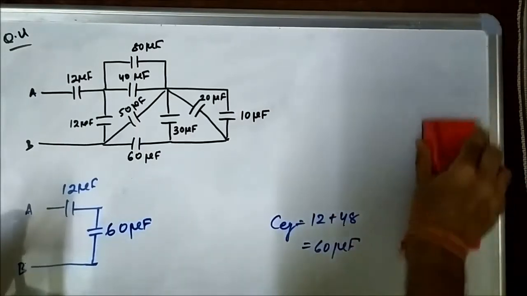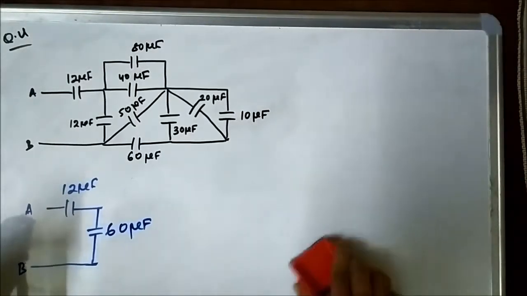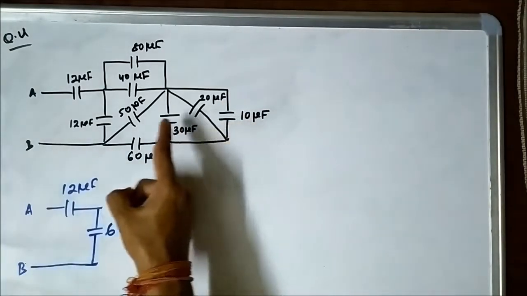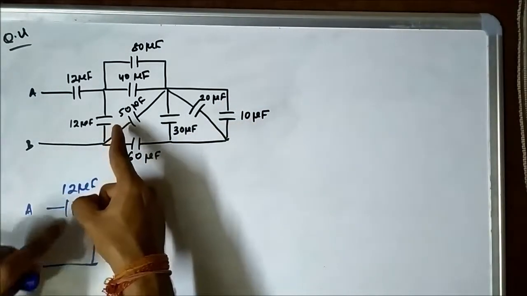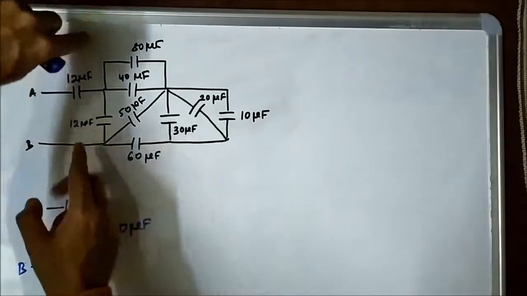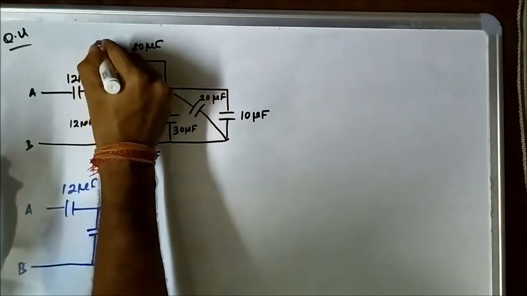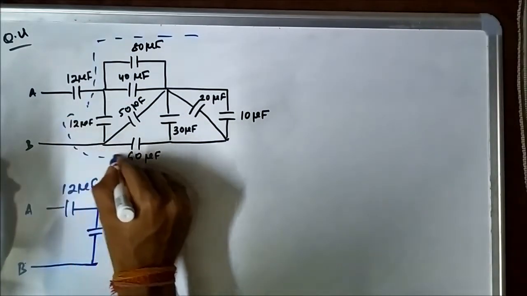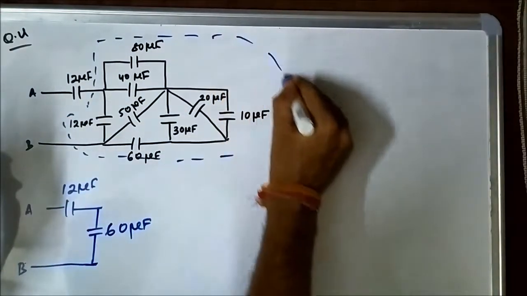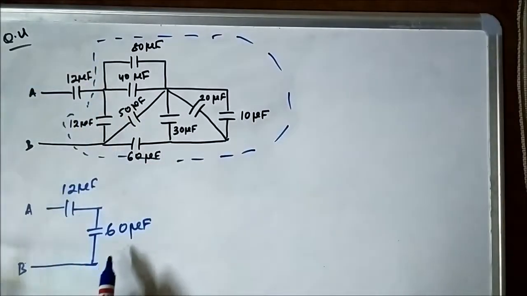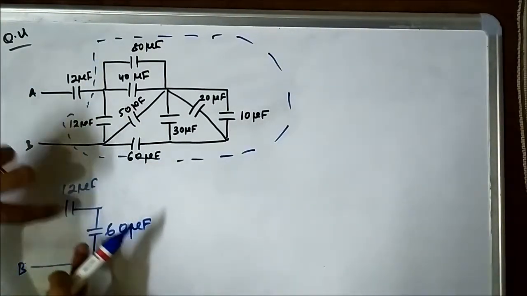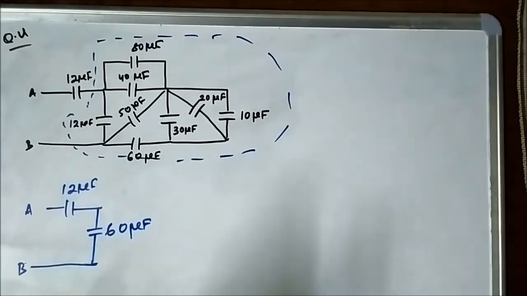So just see how we are reducing the circuit. We started from this point, and we have reached until this point. Across this 12 microfarad portion, we have reduced it up to 60 microfarad. We have simplified the circuit into this two capacitor form.